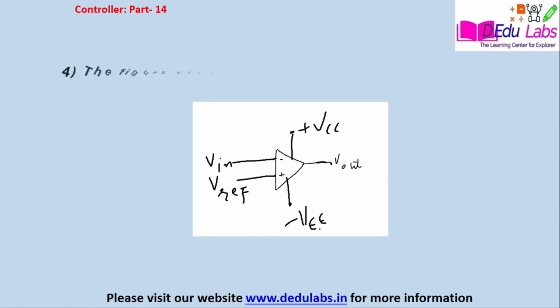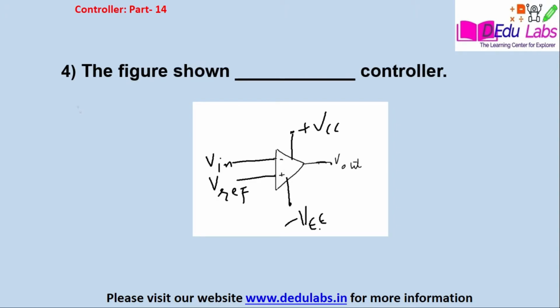Question number 4. The figure shown below represents a blank analog controller. Option A, on-off. Option B, integral. Option C, proportional. Option D, none of these.